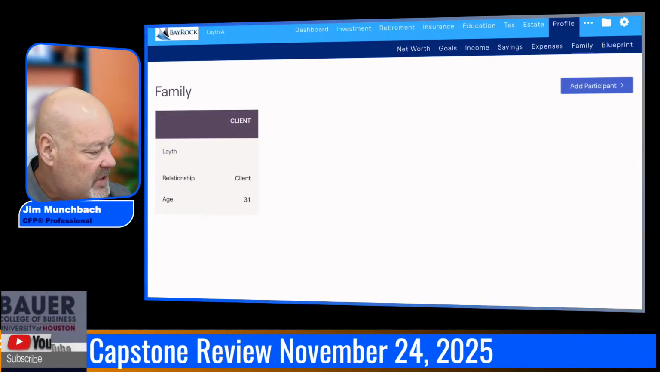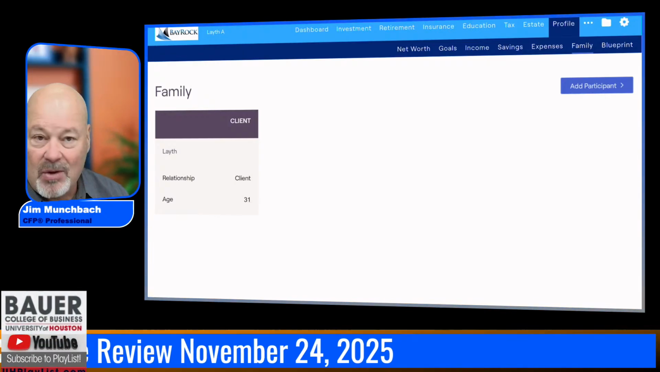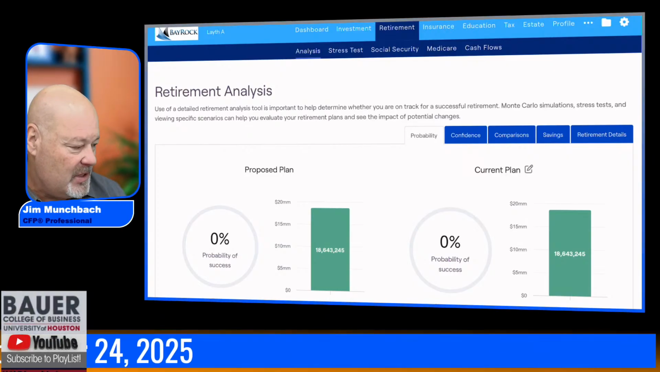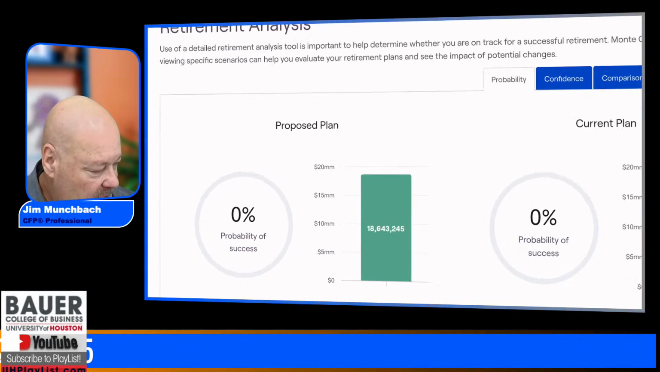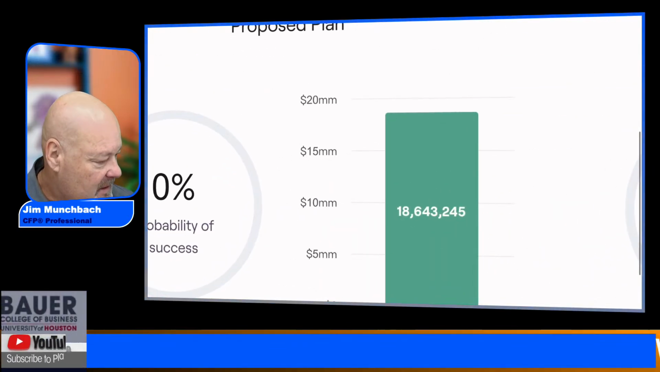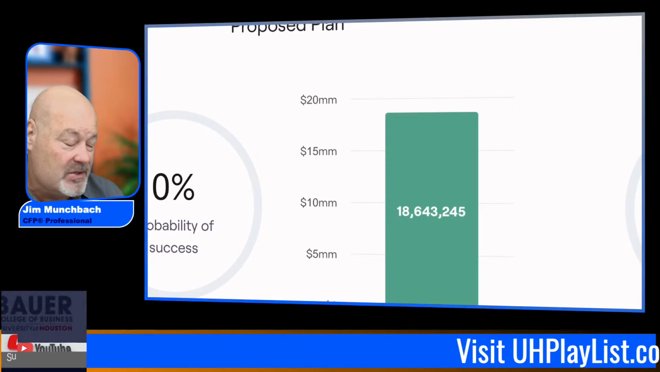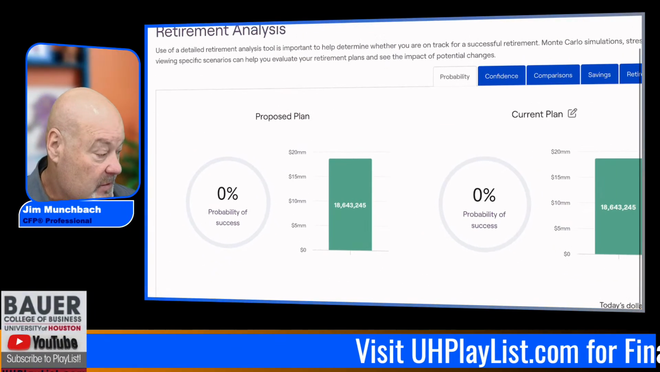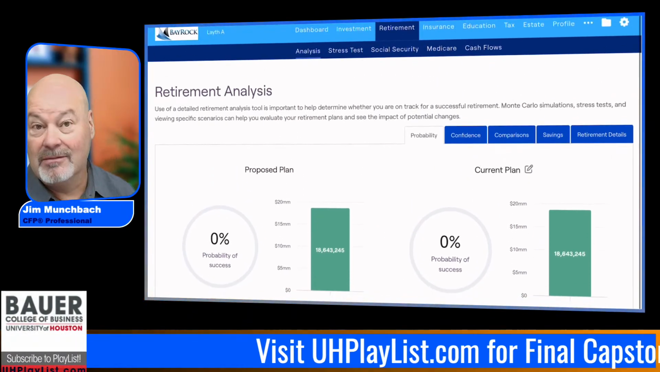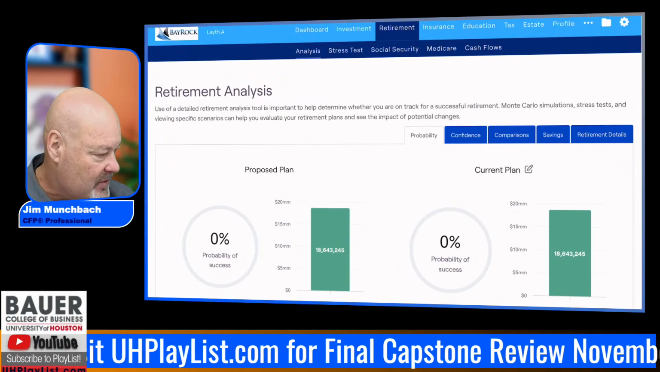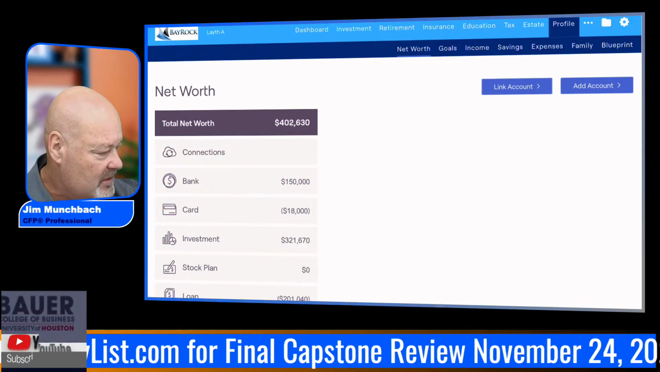So now let's look at retirement. This is just kind of how I would review your plan. This is just bizarre to me. We've got zero probability of success, yet we have $18 million at the end of the plan. Something obviously is very wrong, unusual in this plan. So now I would look around to see, okay, what's going on in this plan?